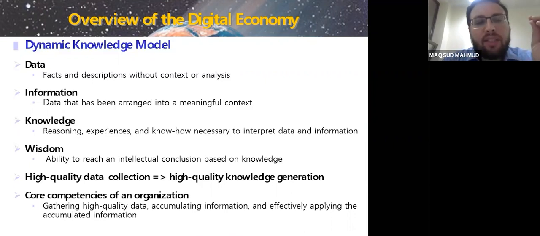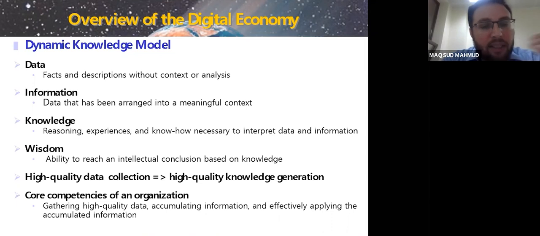For example, if you have grades of students and they are mixed, there is an A plus grade, a B grade, a D, a C, different grades, but they are not categorized properly. When I arrange them in ascending or descending order, that arrangement becomes information for you. Then you can know which student is at which level, right?